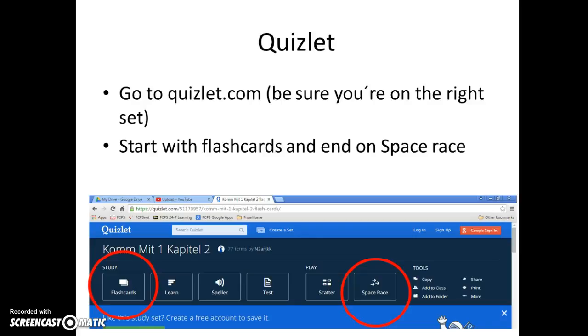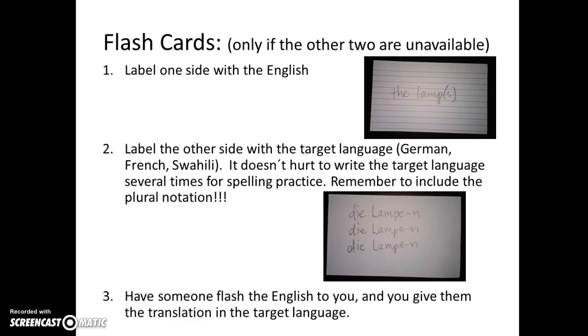Moving on to good old-fashioned flashcards. I wrote at the top only if the other 2 are available. That means that if you absolutely don't have access to the internet and you can't think of another way to do this, which you can because I've already outlined it, then you would use flashcards. This isn't really the best way to learn words, but again, this is in a pinch. So you write the English on one side of the card, and then you write the target language 3 times on the other side of the card. And this is mostly helping you practice spelling and memorization. And then you have someone quiz you after you've read over these note cards and you've spoken them several times.